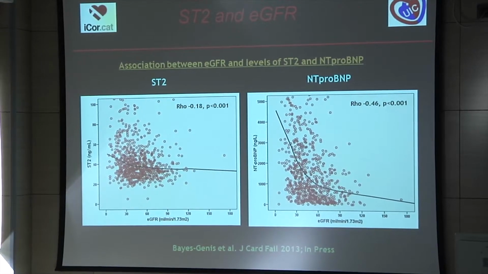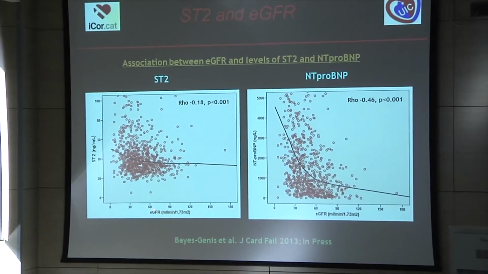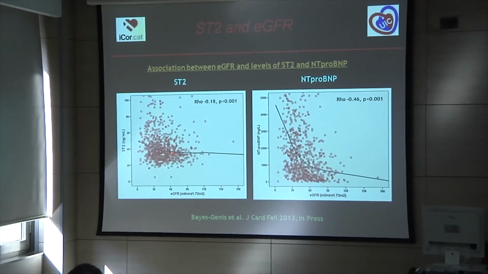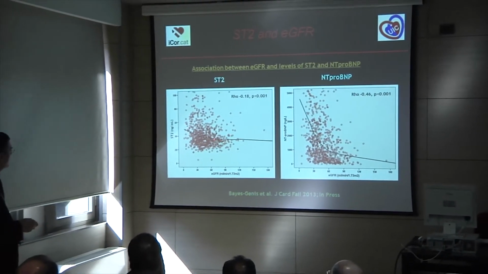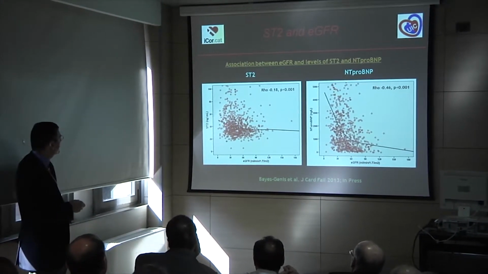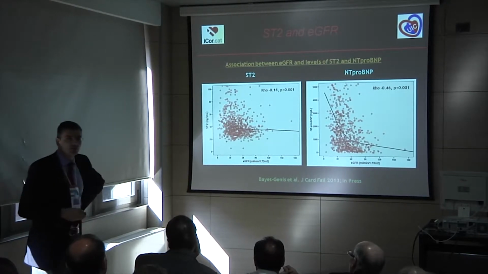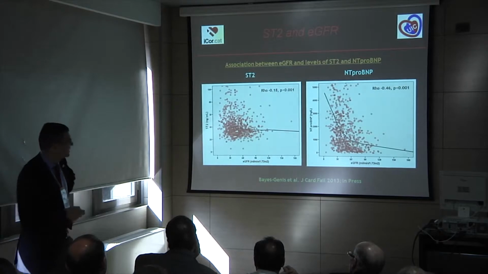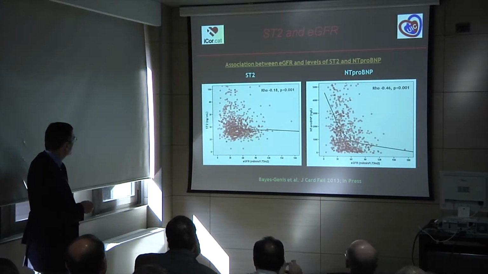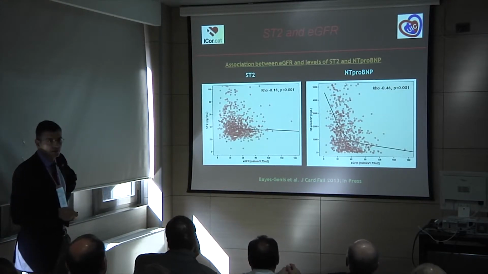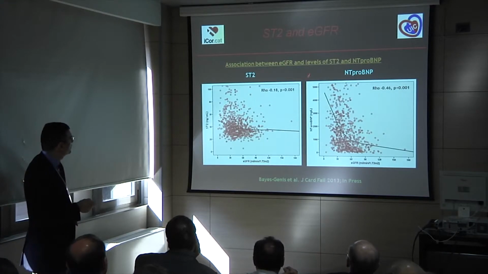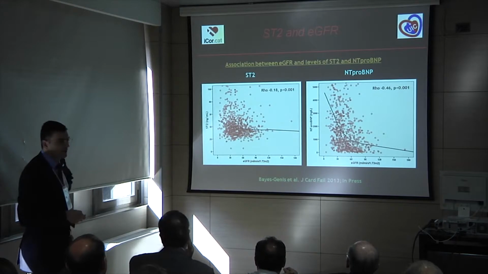This does not happen with ST2. The values at 60 are similar to those at 90 and 120. Only at the very, very end, with eGFRs that are almost close to dialysis, are we starting to have a rise in ST2. These are class 2-3 heart failure patients. This line is very stable all throughout.